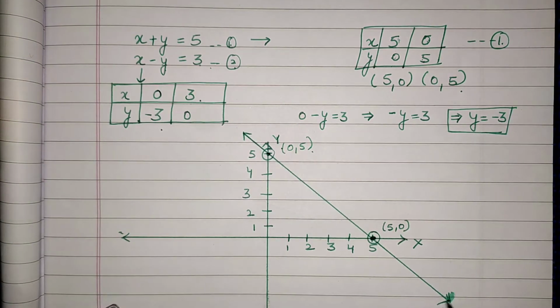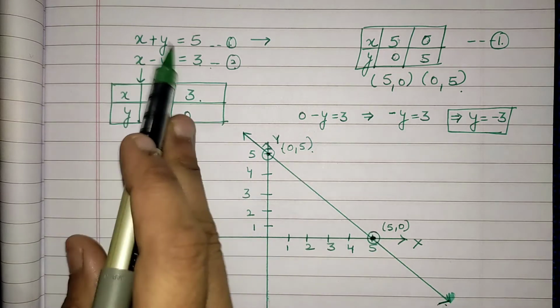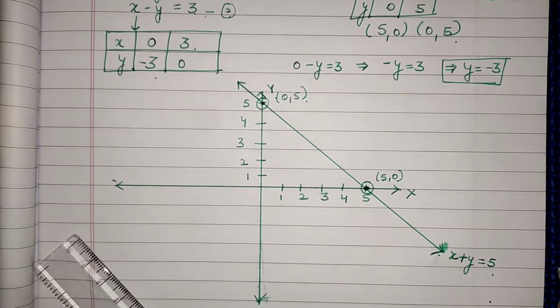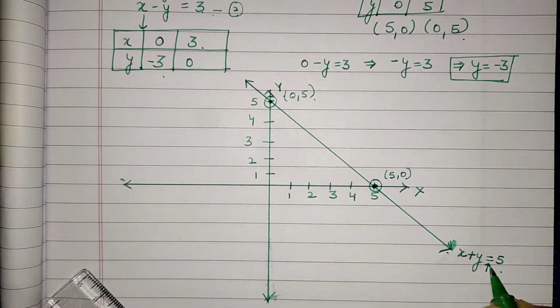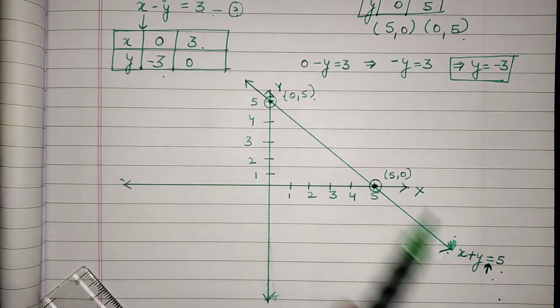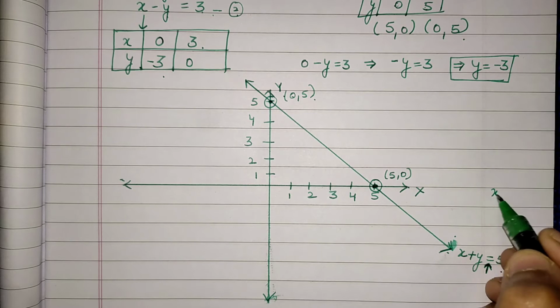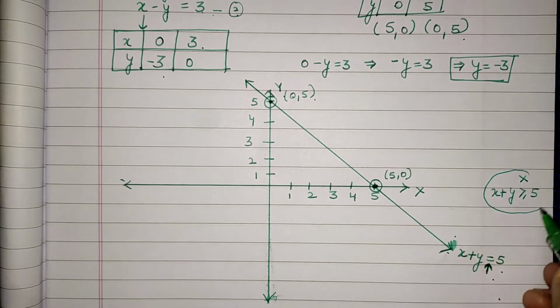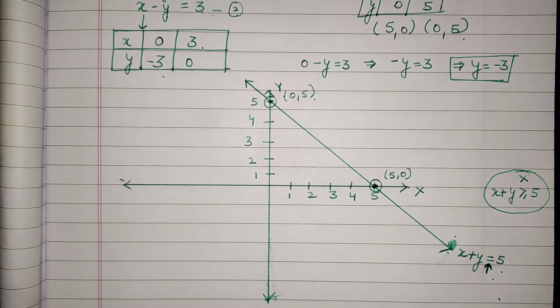Then the next step is to write down the equation of the line, x plus y is equal to 5. Remember to always use the equal to symbol when you are representing the line, because x plus y greater than or equal to 5 does not represent any line.